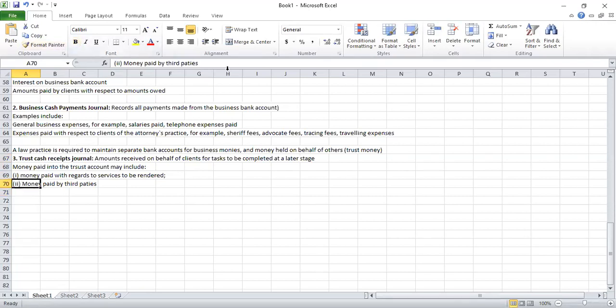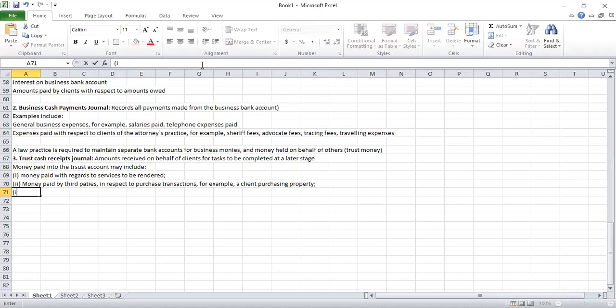So money paid by third parties in respect to purchase transactions. For example, a client purchasing property. So when a client is purchasing property, they can ask you as the law firm to help them do the transaction, so they can transfer money so that you can undertake the transaction on their behalf. Right. Money to be refunded to a nominated person. So as long as it has not yet been refunded, it's still within our business, it should be in the trust bank account.